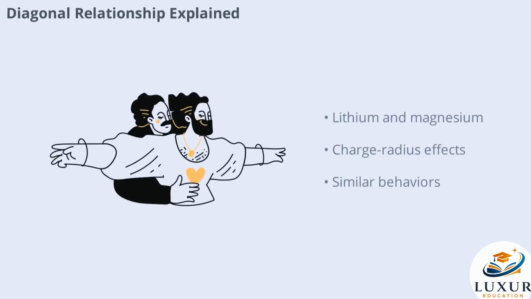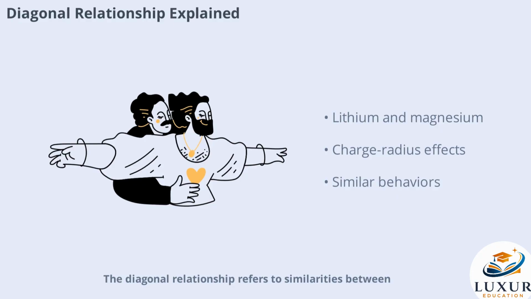Diagonal relationship refers to similarities between certain elements diagonally adjacent in the periodic table, such as lithium and magnesium. These similarities arise from comparable charge-to-radius ratios and electronegativities, leading to similar chemical behaviors despite being in different groups.